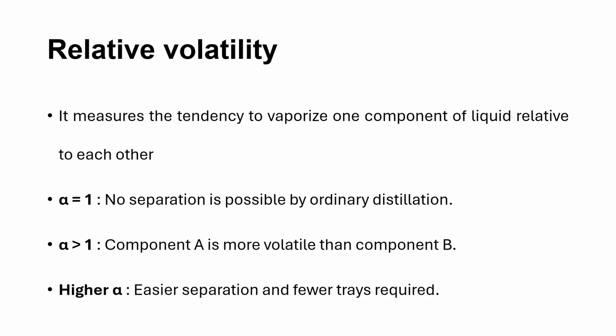If alpha is greater than 1, it indicates that among two components in a mixture, component A is more volatile than component B. Then we can apply a normal or ordinary distillation column with the McCabe method of calculations for achieving the desired efficiency. The higher the alpha, the easier the separation, and only a few trays are required to achieve the desired separation.